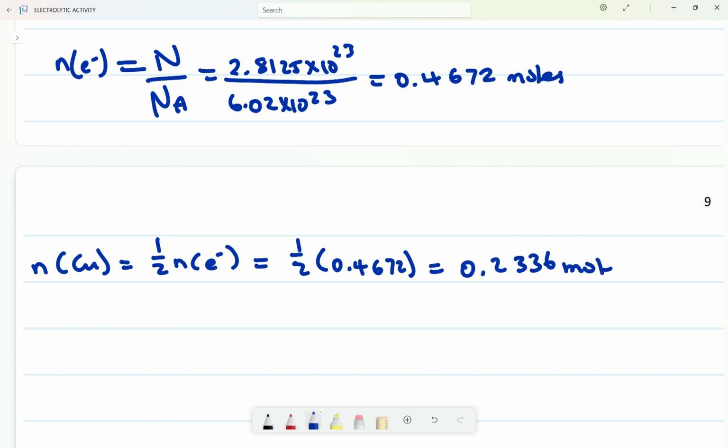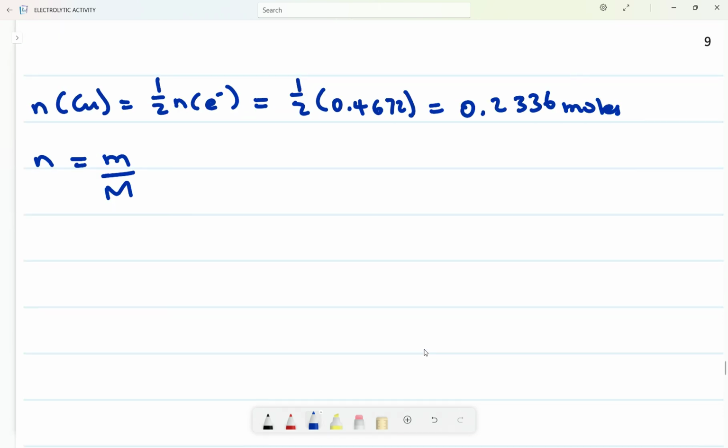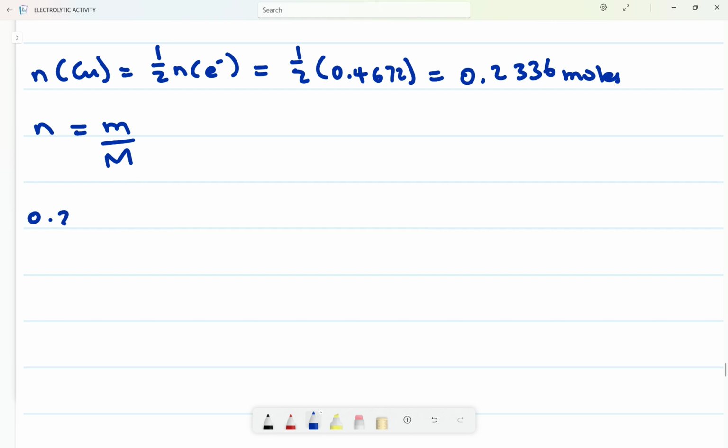It gives 0.2336 moles. Now that I have the number of moles of copper and I want the mass, I can say number of moles is equal to mass divided by molar mass, where the number of moles of copper is 0.2336, and the mass of copper is what I'm looking for. What is the molar mass of copper? The molar mass of copper is 63.5 as per our periodic table by Dmitri Mendeleev, our father.